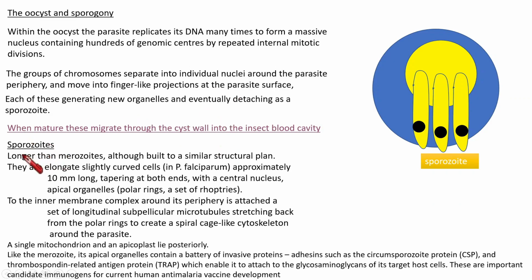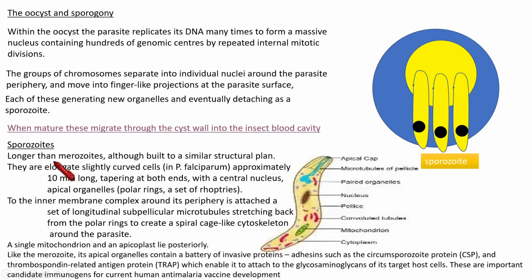So let's see what the features of this sporozoite are. We have already seen the structure of the merozoite. Compared with the merozoite, the sporozoite is somewhat elongated, but the structural plan is somewhat similar. They are elongate and slightly curved cells, especially in the case of Plasmodium falciparum, and the length is 10 micrometers, tapering at both ends, that we can see here with a central nucleus.